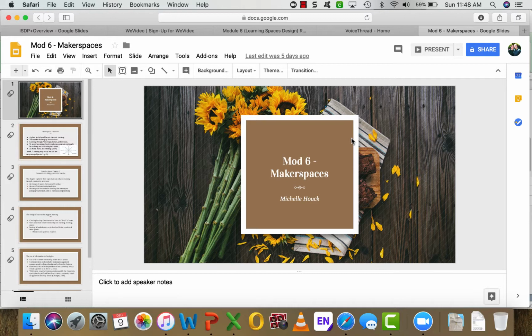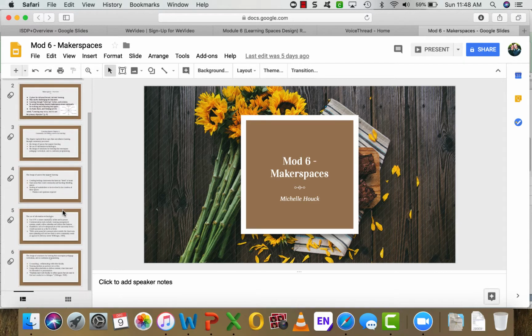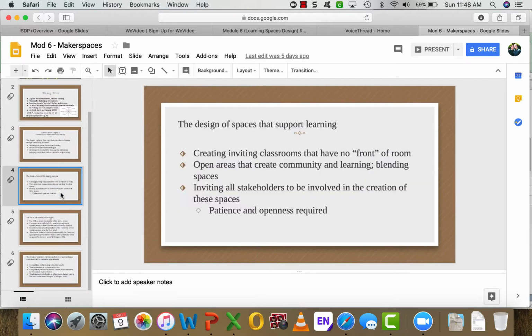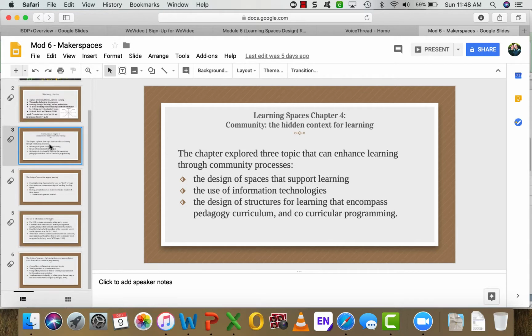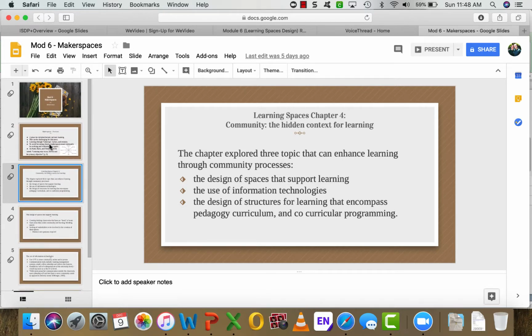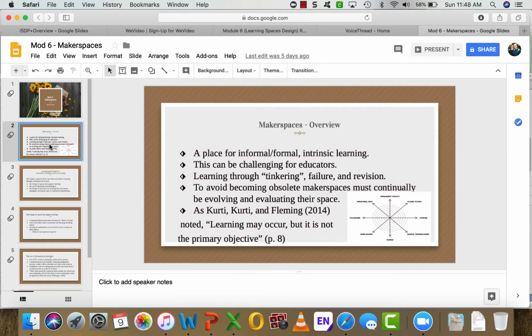So, this week we really focused on makerspaces and the chapters from the online book. I chose chapter 4, which is Community, the Hidden Context for Learning. This chapter was really interesting because I had really only thought about makerspaces in the context of we have an engineering class on campus, and that's the only group that uses the makerspace. I never really thought about the context of makerspaces in terms of an English classroom.